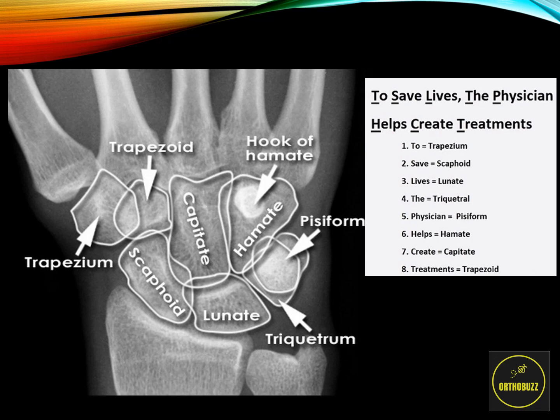Now, the last thing is looking at the bones of the wrist, which are common injuries that can present to the emergency department. Now, there's different ways of remembering these and different mnemonics. The one I use is, "to save lives, the physician helps create treatments." This starts at the trapezium and works our way around the bones of the wrist, of which there are 8.